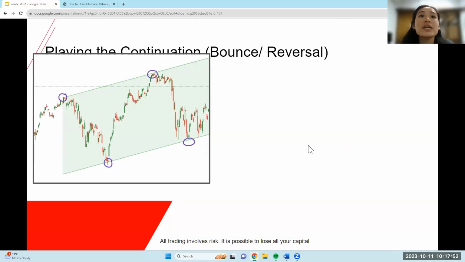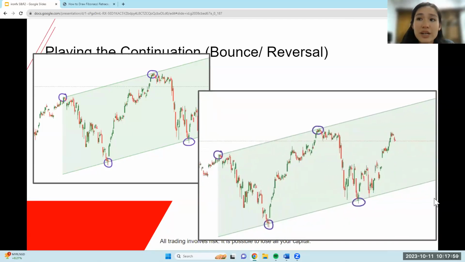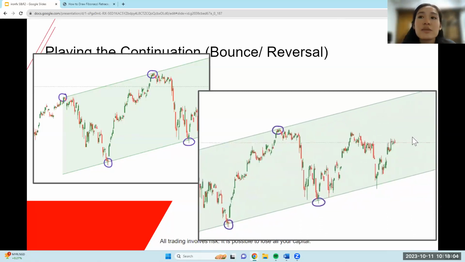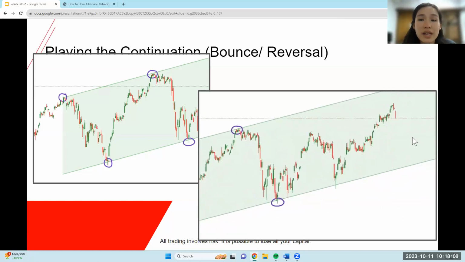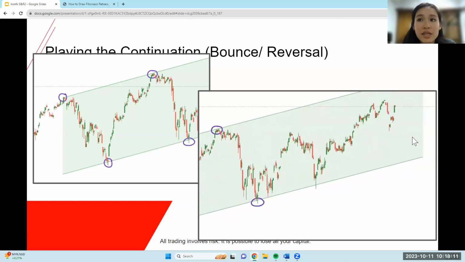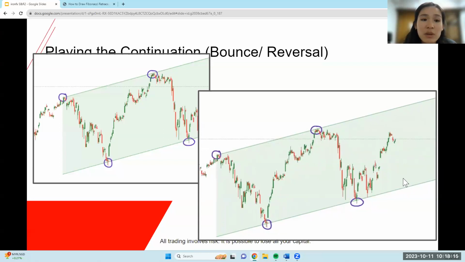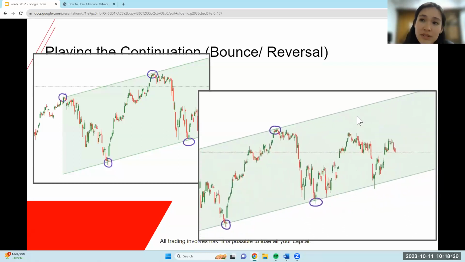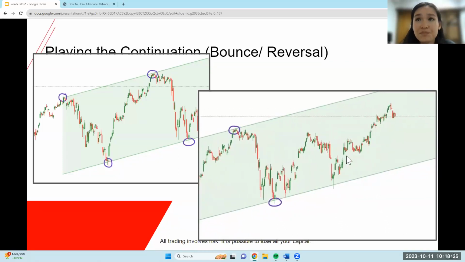Okay, so in this example, I have an ascending trend channel, and price is moving within the trend channel. In this case, I'm playing the continuation, and the continuation here is simply an uptrend. When I say bounce or reversal, I'm looking at price bouncing off of the trend channel, which you see over here. Bounce off it, it moves within the trend channel. So that's why we say continuation.